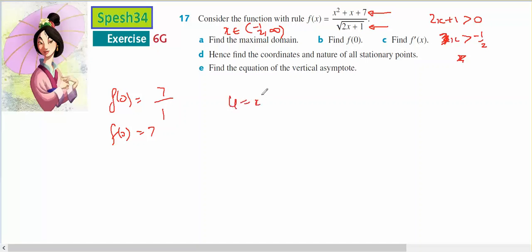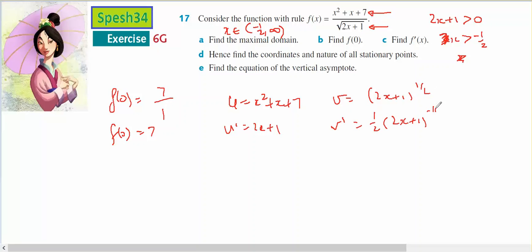u equals x squared plus x plus 7. u dash equals 2x plus 1. v equals 2x plus 1 to the half. v dash will equal a half, 2x plus 1 to the negative a half, times 2, which is 2x plus 1 to the negative a half.